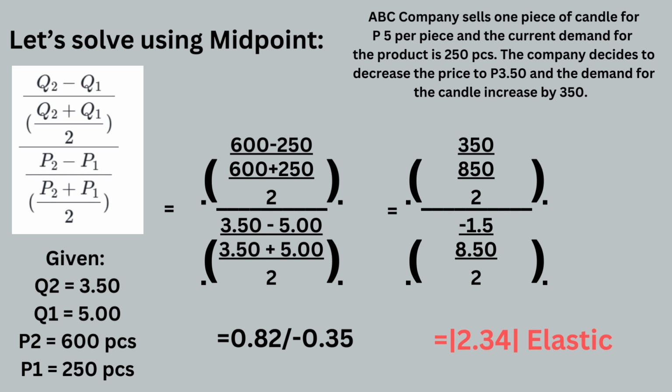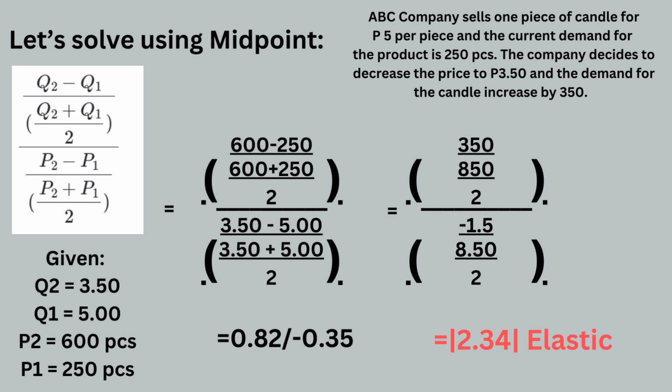Next is for the price. Your P2, in the problem, it states that the company decides to decrease the price to 3.50. So 3.50 is your P2 or your final price. And the 5 pesos is your initial price. So let's compute. 600 less 250 over (600 plus 250) over 2.